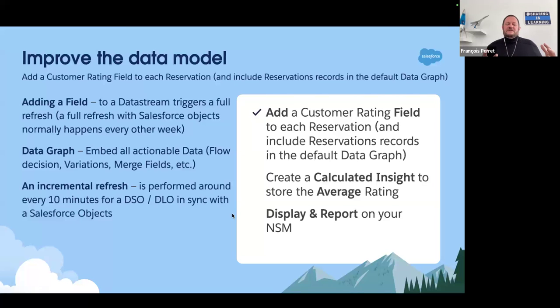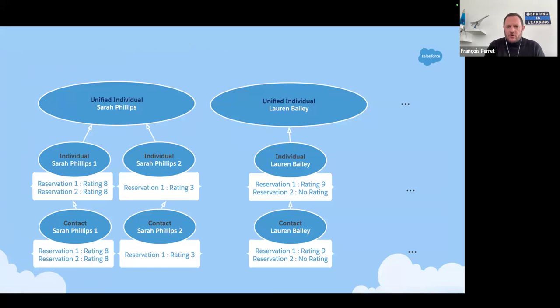So I was saying that whenever you add a field, a full refresh will be performed. This is why I pre-created the field, not to have to wait for the refresh of everything. You should know that DSOs and DLOs refresh every 10 minutes in an incremental sync. And the data graph is really important because this is where we will embed all the actionable information that you will actually need. So here, this is where we are.